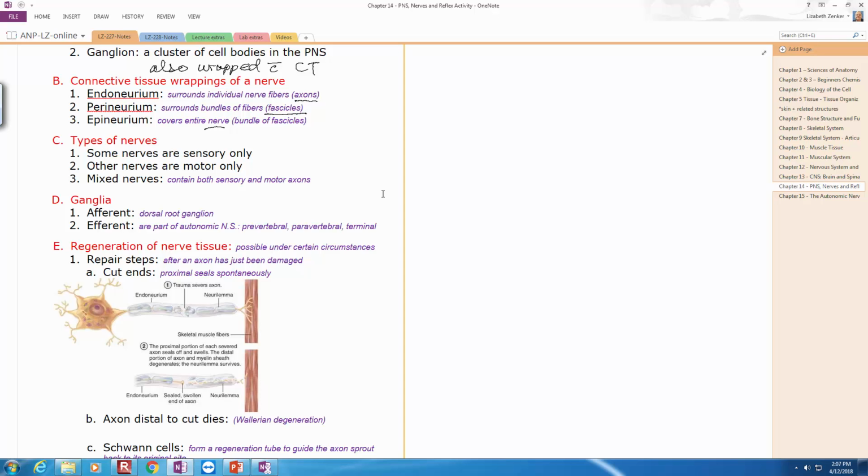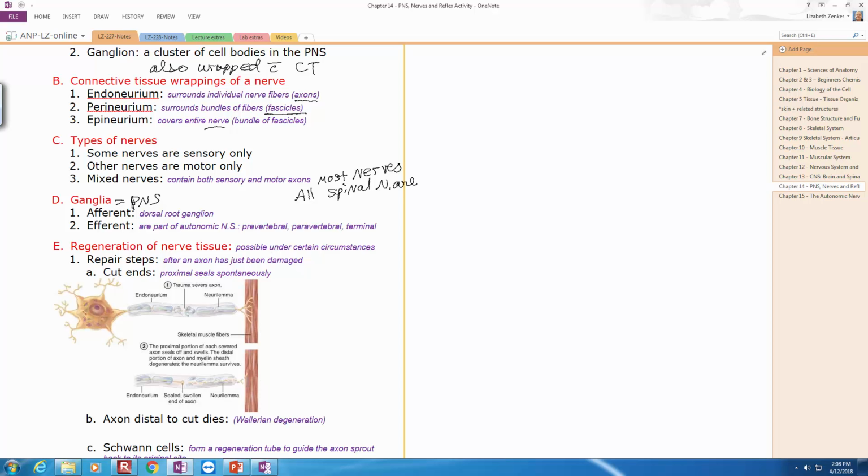And guess what? It says most nerves are mixed and all spinal nerves are mixed. So that means all spinal nerves must be afferent and efferent fibers, right? If we look at ganglia, which again, whenever we say ganglia, you're thinking PNS, right? Okay, so afferent is the dorsal root ganglion, so it's always sensory and always somatic information.